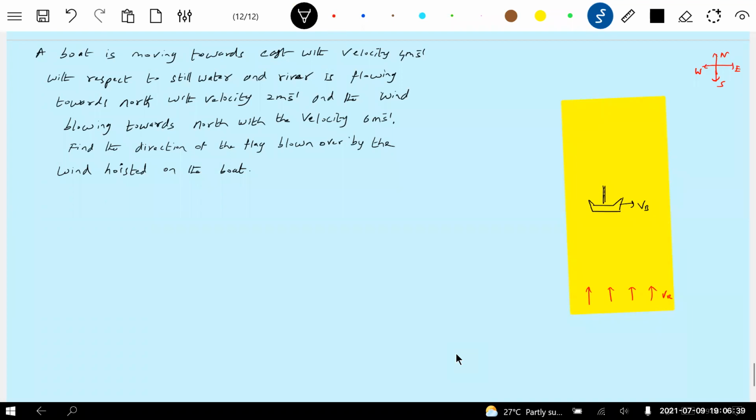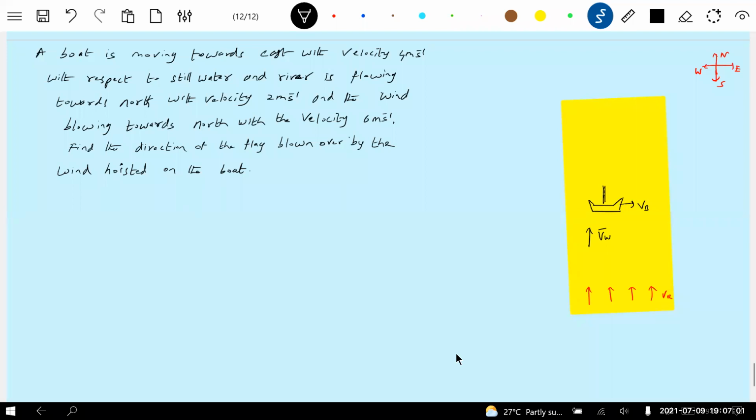And the wind is blowing towards north with velocity 6 meters per second. The wind velocity is in this direction. The effect of wind on the boat velocity will not be there, but on the flag it will be there. Am I right?